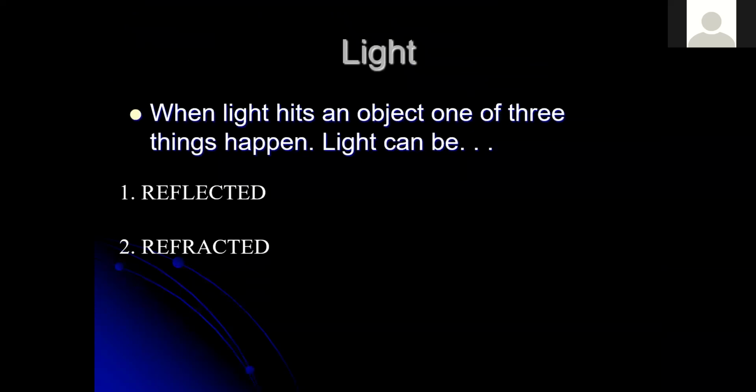So, whoops. Anytime you have light, three things can happen. It can be reflected, just like in a mirror. A mirror reflects light. It can be refracted. Refracted just means to bend the light. Refracted is just bending light. That's how you see a rainbow, when the light is bent. Or it can be absorbed.